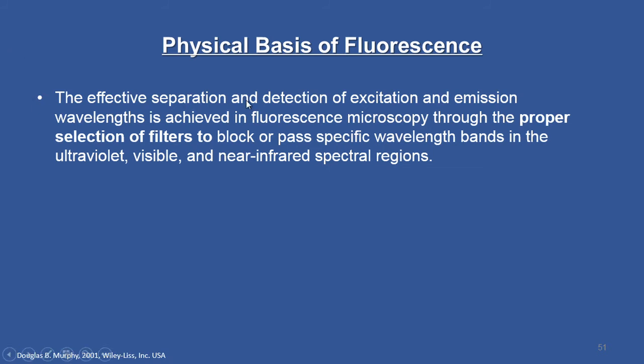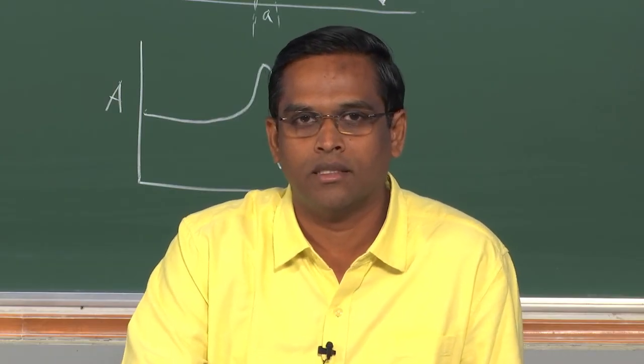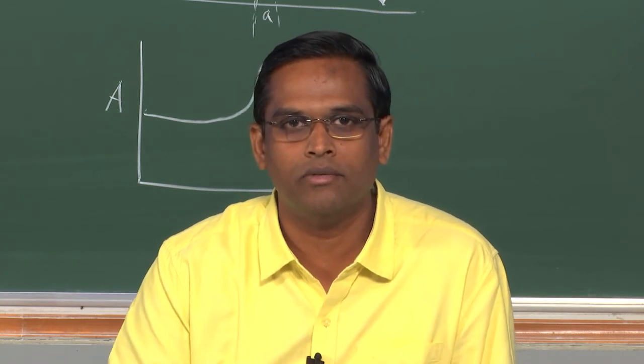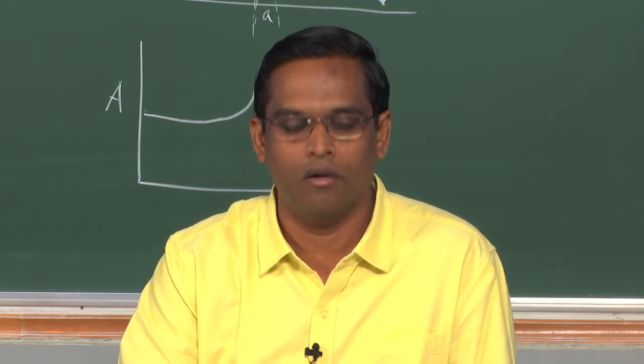So the effective separation and detection of excitation and emission wavelength is achieved in fluorescence microscopy through the proper selection of filters to block or pass specific wavelength bands in the ultraviolet, visible and near infrared spectral regions. You should recall that in an introduction class we have also seen some of these filters and their characteristics. In this particular technique, these filters are going to be used. We will see how.